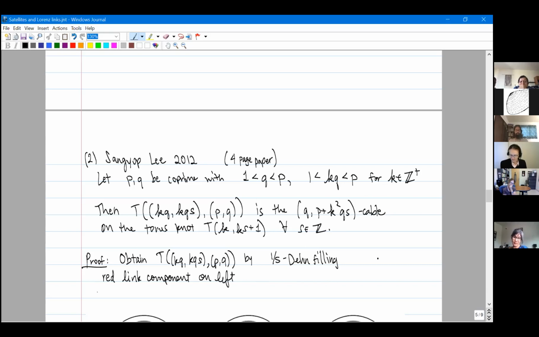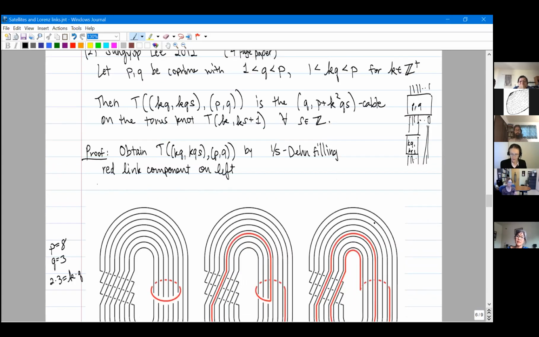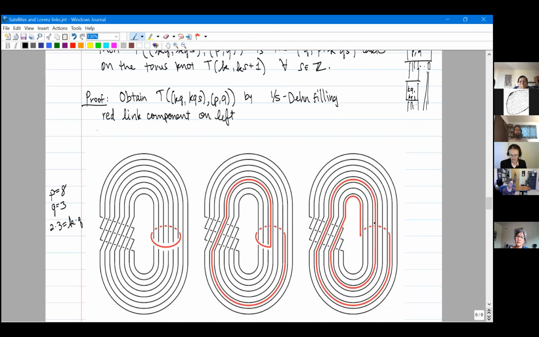Maybe just to draw this a little bit on the side, if you've got a (p, q) torus knot here, so p strands going in, q strands going over, you grab kq of the strands, and then you twist them around each other s full times. So that'll give you kqs crossings. And then this is going to be a satellite knot, and it's a very particular satellite knot. It's a cable on a torus knot. Okay, so this is Sang-Yap Lee's 4-page proof, condensed into an even shorter talk.